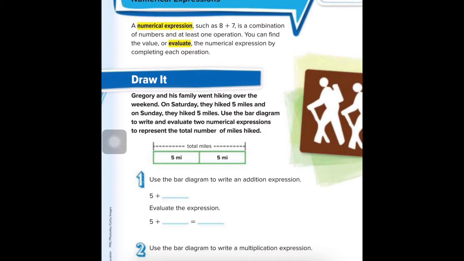Let's begin. Gregory and his family went hiking over the weekend. On Saturday, they hiked 5 miles, and on Sunday, they hiked 5 miles. Use the bar diagram to write and evaluate two numerical expressions to represent the total number of miles hiked. And here they have drawn a bar diagram with 5 miles and 5 miles represented by two rectangles. So we can say 5 plus 5, and evaluate means we solve. So 5 plus 5 equals 10.